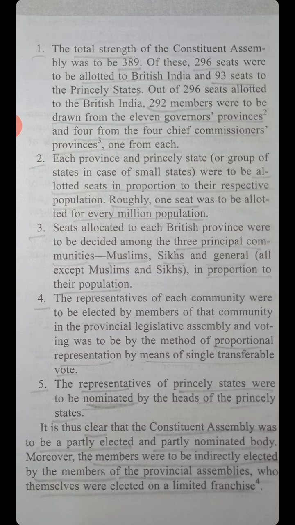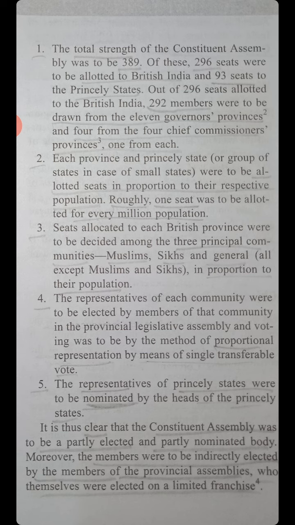Third, seats allotted to each British province were to be decided among the three principal communities: Muslims, Sikhs, and general, all except Muslims and Sikhs, in proportion to their population. Fourth, the representatives of each community were to be elected by members of that community in the provincial legislative assembly, and voting was to be by the method of proportional representation by means of the single transferable vote. Fifth, the representatives of princely states were to be nominated by the heads of the princely states. It is thus clear that the Constituent Assembly was to be a partly elected and partly nominated body.